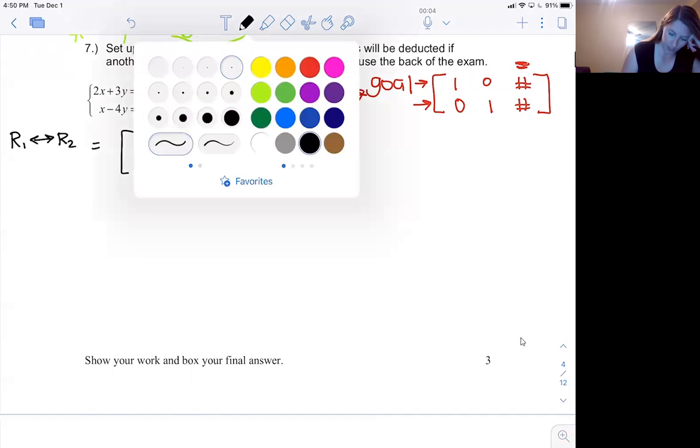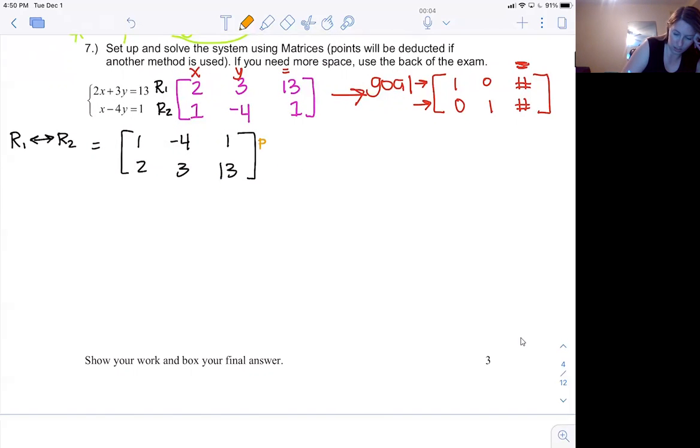Awesome. So now this is my new row 1. This is my new row 2. Next thing I want to do is I want to get this to be 0, right where this 2 is. So I notice that if I times this one right here by -2, then I'll have -2 plus 2, which will give me 0, which is what I want.